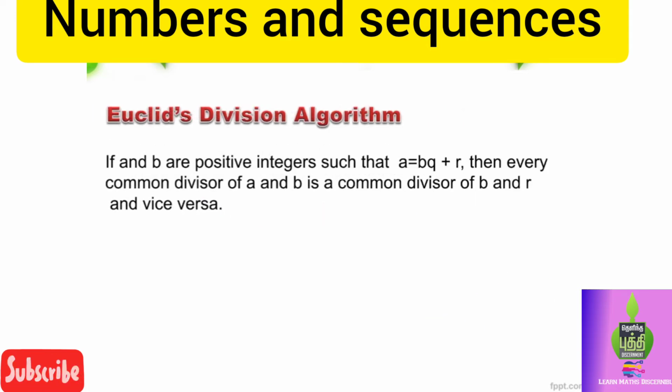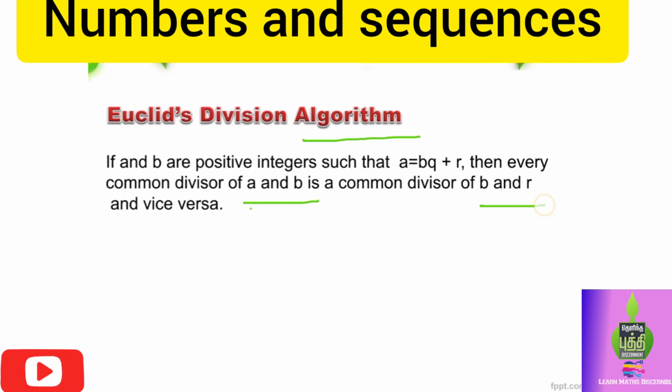Now let's move on to Euclid division algorithm. Algorithm means a step-by-step process. For Euclid division lemma, this algorithm is the basis. If a and b are positive integers such that a = bq + r, then every common divisor of a and b is a common divisor of b and r and vice versa. I think it's confusing, right? How will it be possible? Okay, let's see with an example.